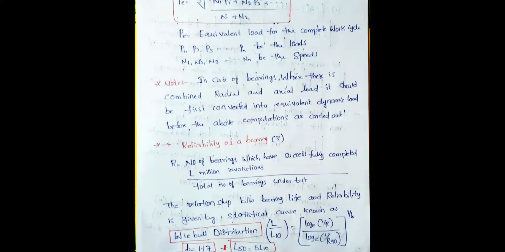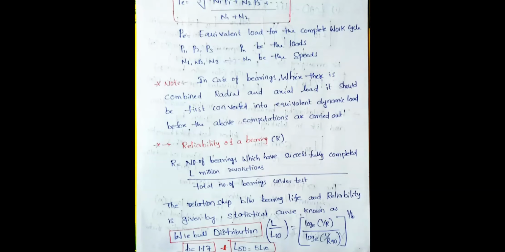For the 50% rated bearing, I already mentioned one relation in the earlier classes: L50 equal to 5 times L10, from the probability statistical relations. This reliability relation is useful for reliability other than 90%. Whenever you have other than 90%, simply use this relation to calculate.